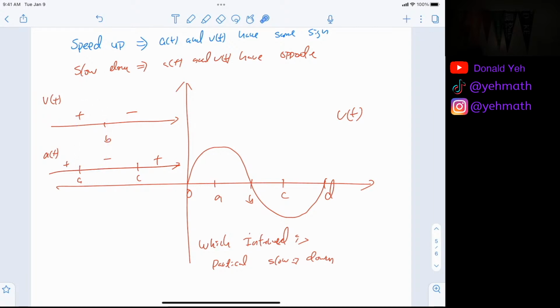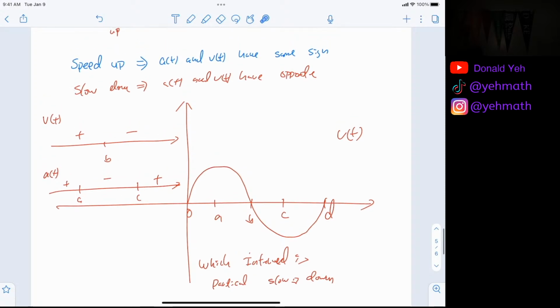So it's A to B, and you speed up here, and then you slow down right here, after the C. I like to actually use a graph to think about it, but you can come to your own interpretation. The final goal is: speeding up is when A of T and V of T have the same sign. If A of T and V of T have opposite signs, then it's slowing down.